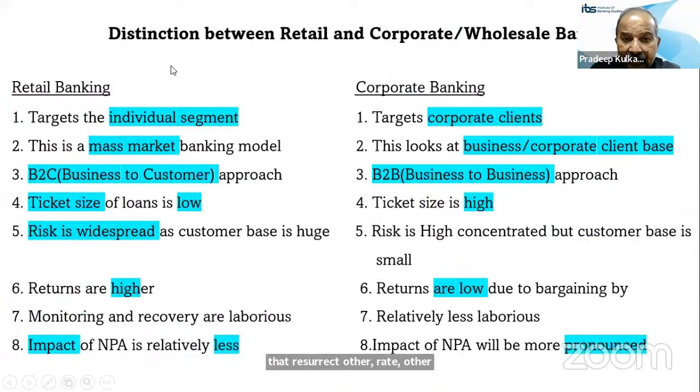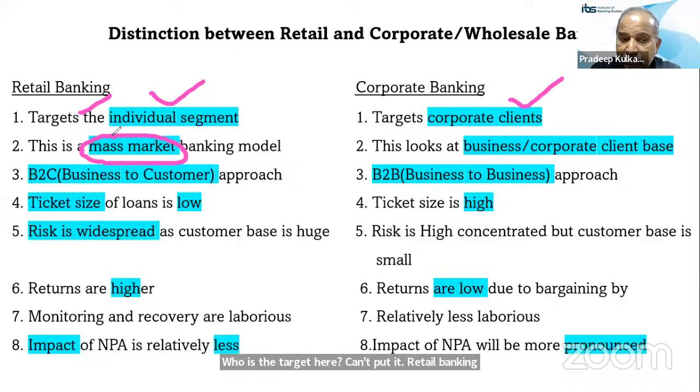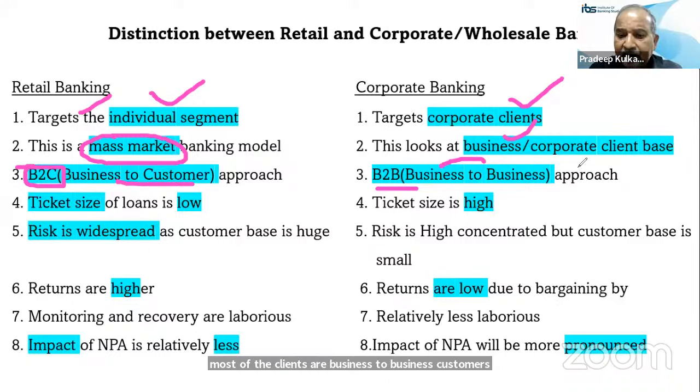Now, here is a difference between corporate banking and retail banking. Who is the target here? Individual. Who is the target here? Corporate. Retail banking is mass banking, a mass market. Why mass market? A huge number of clientele is covered. Here is business corporate, so select corporate. Here it is mostly business to customer, whereas here most of the clients are business to business customers, meaning they manufacture and then they sell to, again, another business.